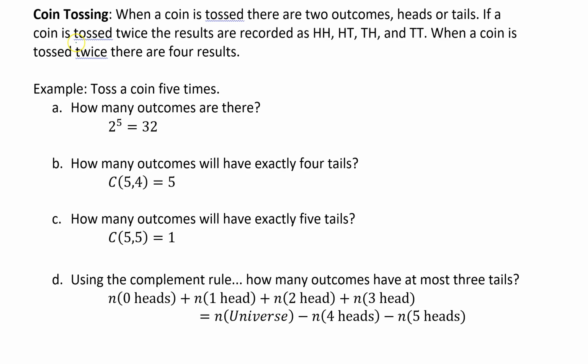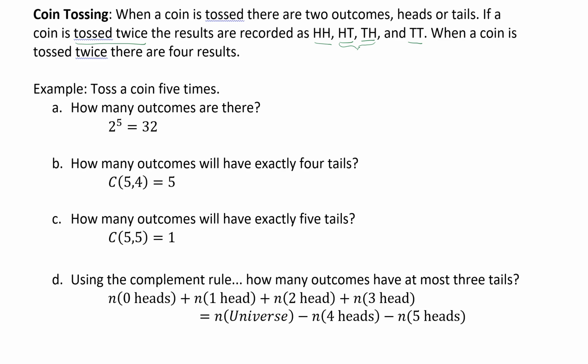So now let's take a look at if a coin is tossed twice. The results could be two heads, a head and a tail, or a tail and a head, or a tail and a tail. We'll distinguish between whether a head or a tail occurs first. Those are two different outcomes. So when we toss a coin twice, there are altogether 4 different results.